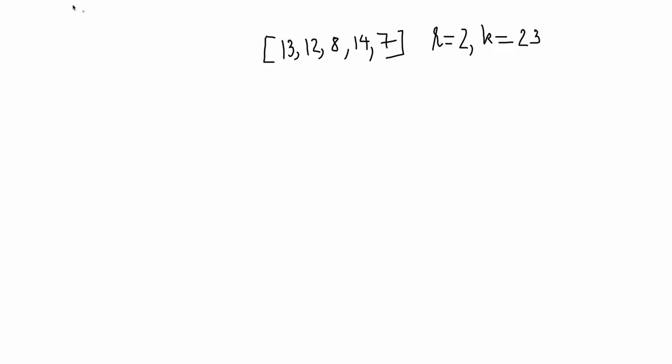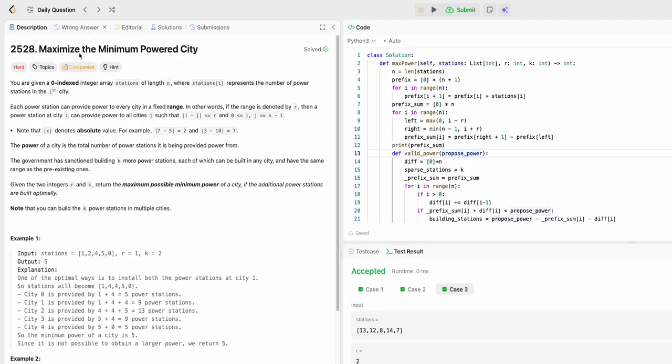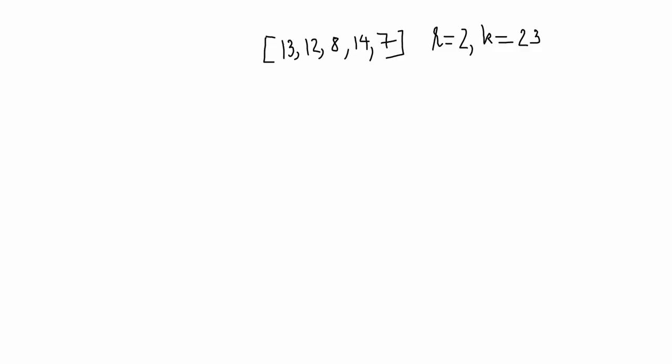And so our problem today is Maximize the Minimum Power of a City. This one is a typical min-max problem, and for this kind of problem we typically use binary search. However, the difficult thing is not how to implement the binary search, but how to validate whether the array is valid or not. That is the condition for choosing the range.